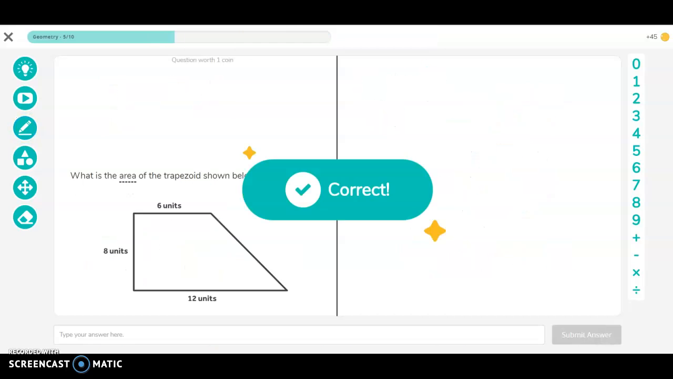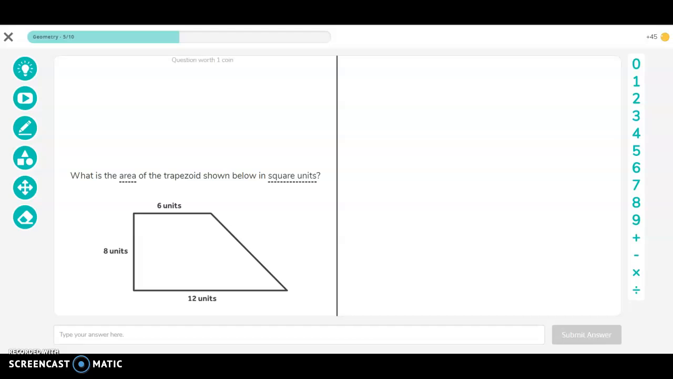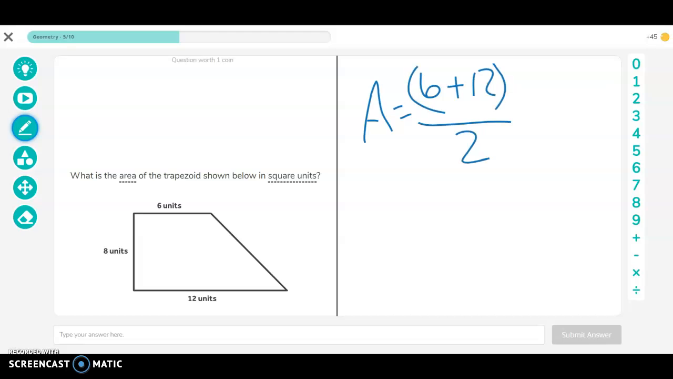Let's try it. Alright, so there's the area of the trapezoid again. I'm going to rewrite that formula and then you guys can pause the video and solve it on your own. And I'll show you the answer at the bottom after you unpause it. So let's see. (6 plus 12) divided by 2 times 8. That is where I'm going to leave. Once you solve all that, you should get 72.